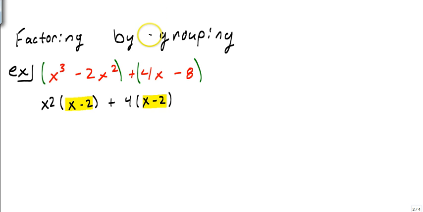So I'm actually going to pull that x minus 2 out. So x minus 2 times, and I say x minus 2 times what gives me this first quantity, and that is x squared. And then x minus 2 times what gives me the second quantity, and that is 4. So that's it. Factoring by grouping. If you are familiar with factoring by grouping when you factor quadratics, then this should be pretty easy.